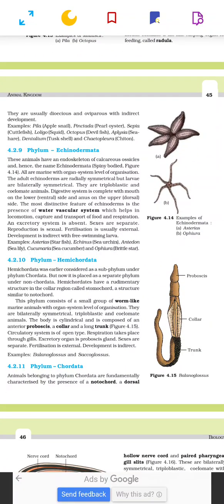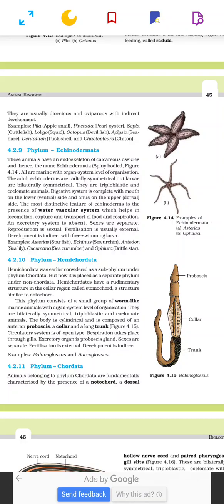Phylum Hemichordata 4.2.10. Hemichordata was earlier considered as a subphylum under phylum Chordata, but now it is placed as a separate phylum under the non-Chordata. Hemichordata have rudimentary structures in the collar region called stomochord, a structure similar to notochord. This phylum consists of a small group of worm-like marine animals with the organ system level of organization. They are bilaterally symmetrical, triploblastic and coelomate animals. The body is cylindrical and is composed of an anterior proboscis, a collar and a long trunk.